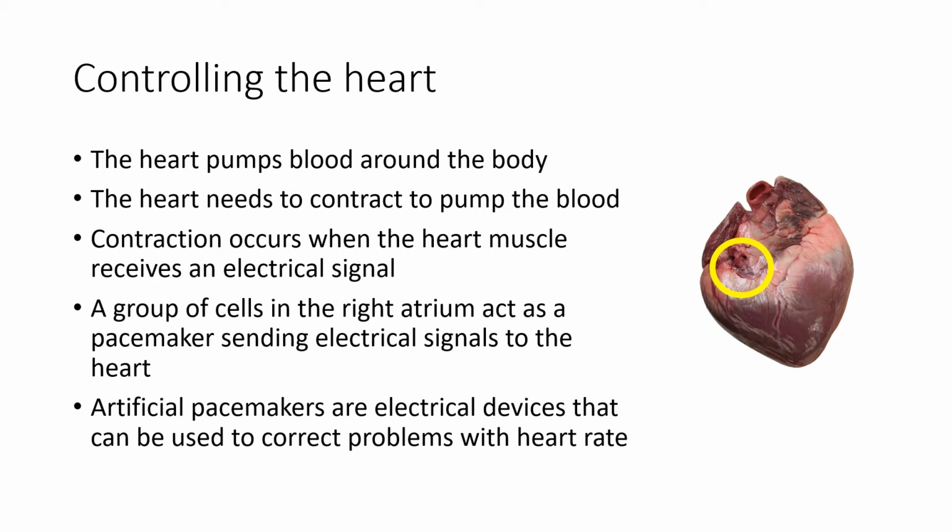When we have a heartbeat, we actually have a group of cells inside the heart that send an electrical impulse out that causes the heart muscle to contract. Those particular group of cells are found on the right atrium, and what we can also do is add in artificial pacemakers through surgery, and those artificial pacemakers send out their own electrical signals which can help correct problems with heart rate.